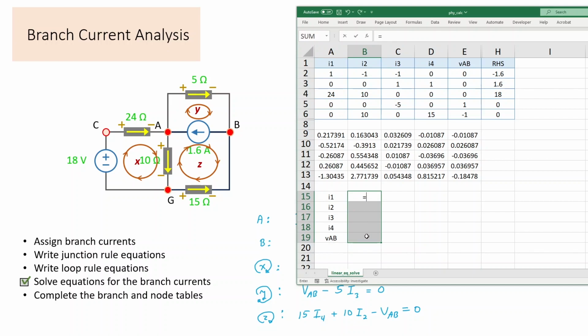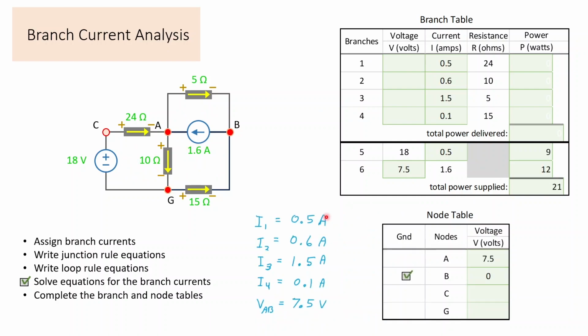So now I will multiply, and in Excel it's matrix multiply, that's MMULT. And we want this inverse matrix, comma, which in the MMULT function means multiply by, and the right-hand side. Control-Shift-Enter, and here's our solutions. Right, so now those solutions go in for the branch currents, and we had that VAB for the current source.